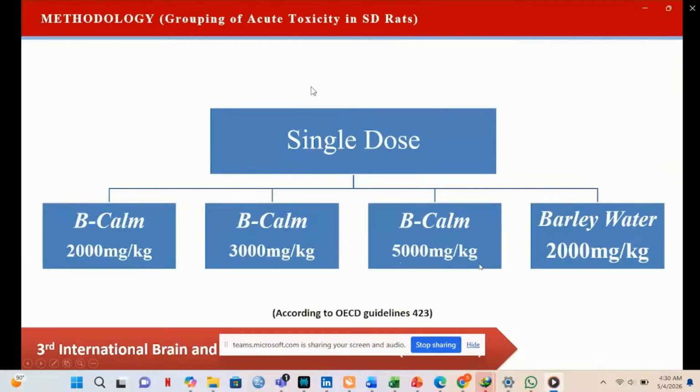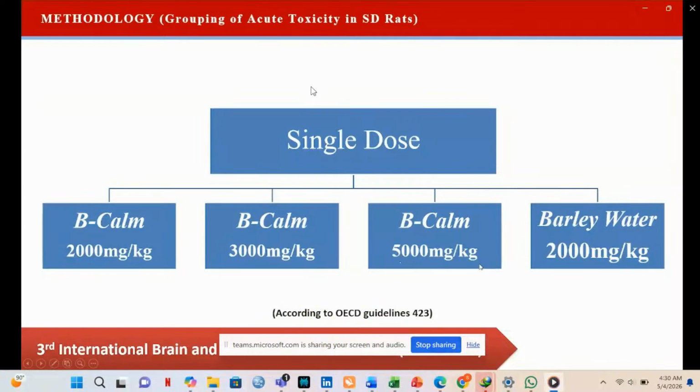Here is the plan or grouping of animals for antidepressant evaluation. The animals were divided into 1, 2, 3, 4, 5, 6, 7, 8, 9. Here the numbering is wrong. There are 9 groups. The first group served as the control group, which was administered distilled water, and the second group was the negative control group, which was also administered distilled water. But the difference was that the negative group had been induced with the CUMS protocol.